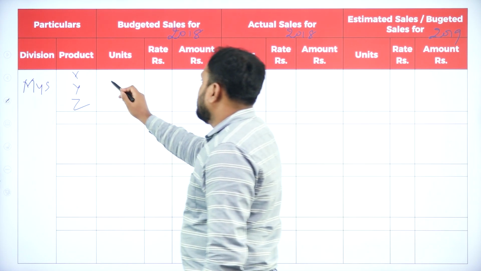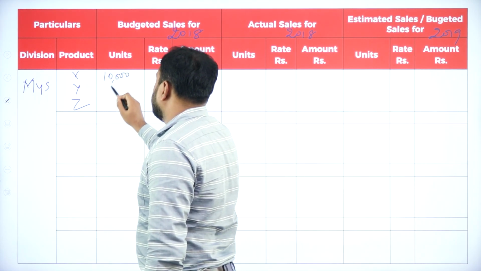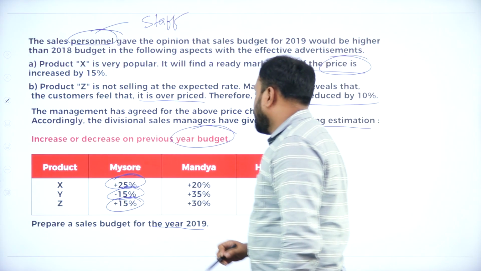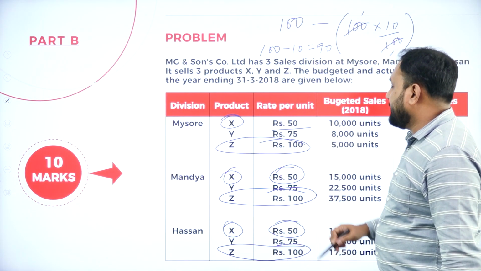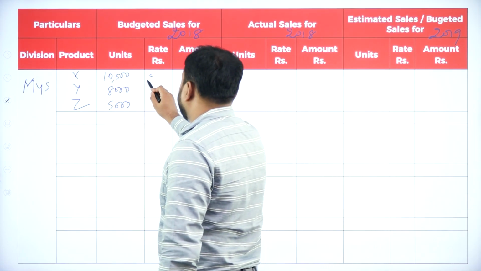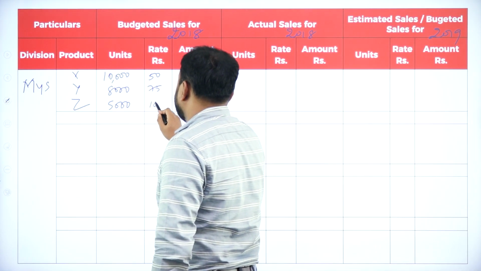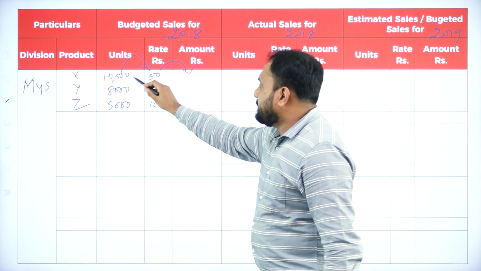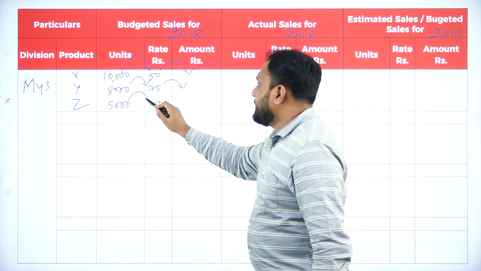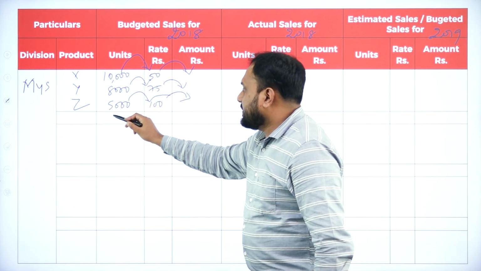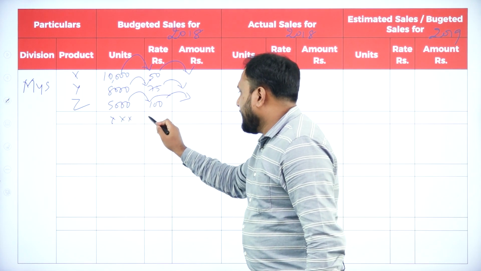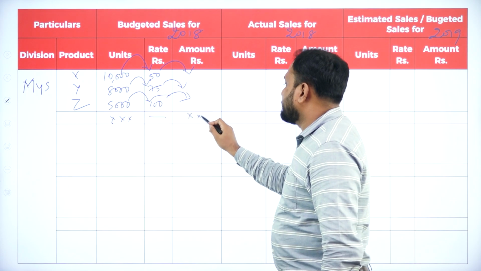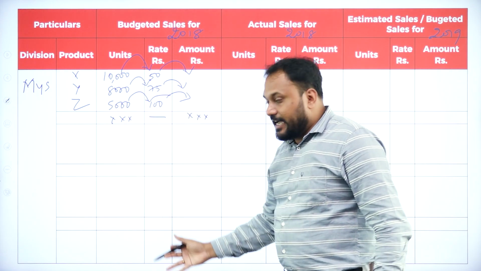Units are 10, 8 and 5. So we'll write here 10, 8 and 5. What is the rate here? The rate is 50, 75, 100. So we'll write here 50, 75, 100. Multiply these two, you will get this. Multiply these two, you will get this. Multiply these two, you will get this. Add this and write it here. Never add rate. The same way you should do it for the entire thing.